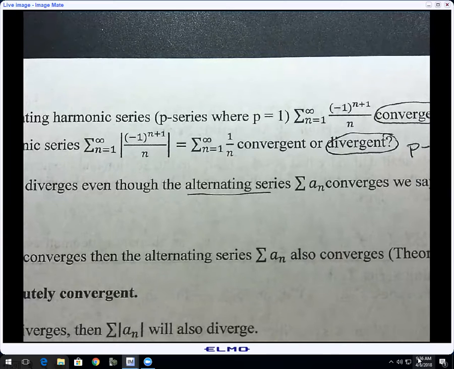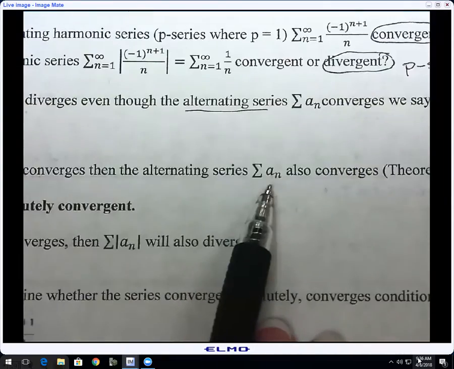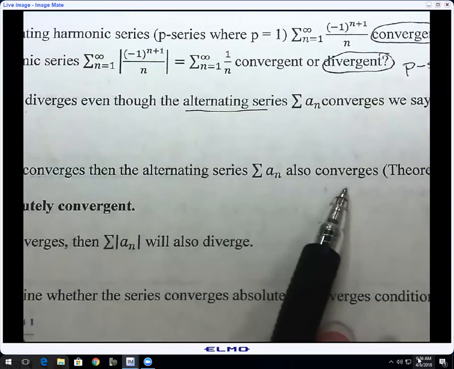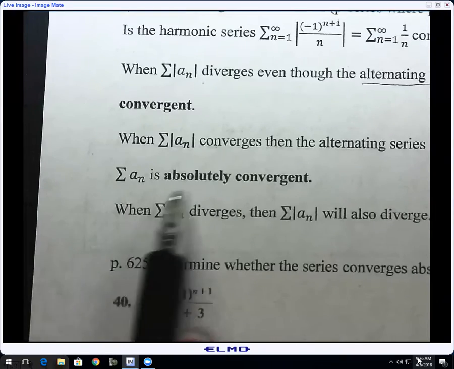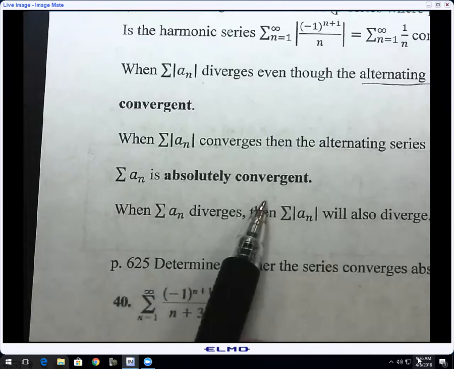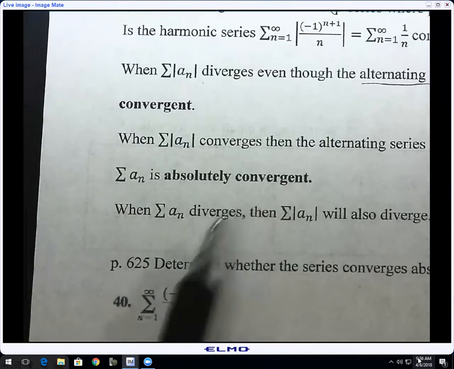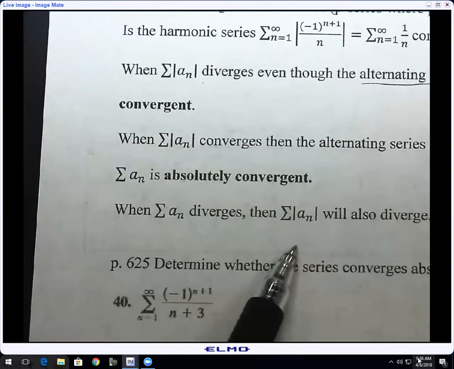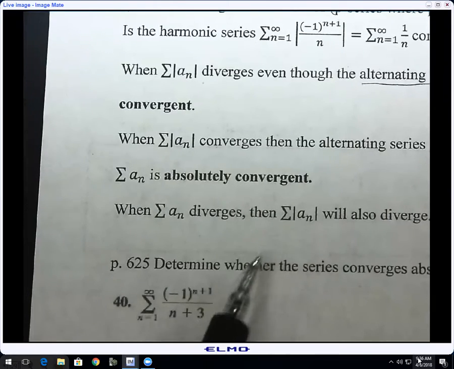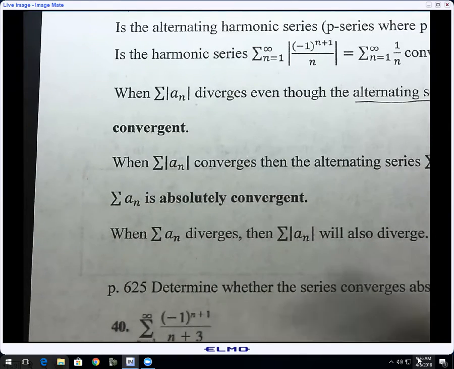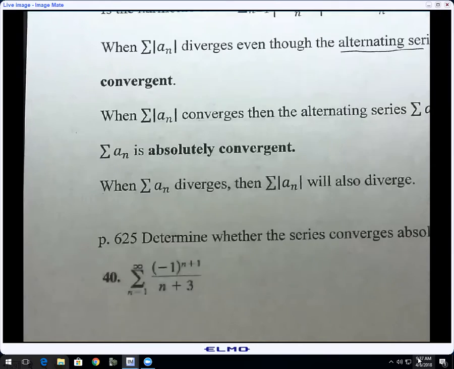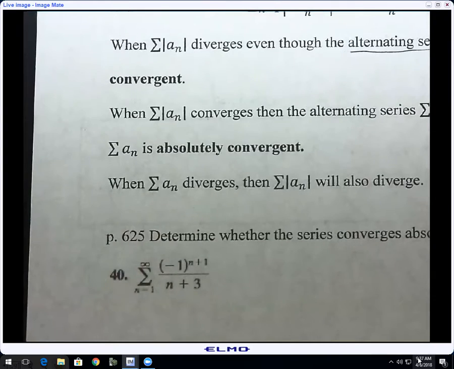If both the absolute value series and the original alternating series converge, then we say the alternating series is absolutely convergent. They both converge, it's absolutely convergent. And if one of them diverges, the other is automatically going to diverge. So with any alternating series, we can either say it's conditionally convergent, it's absolutely convergent, or it's divergent. Those are the 3 things that can happen. That's how we're supposed to label the next 3 problems.